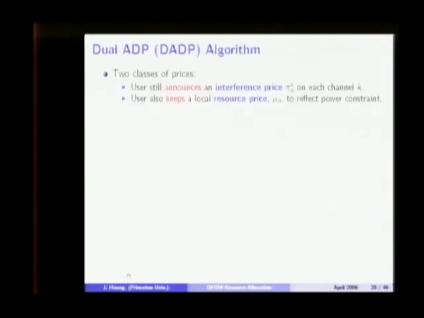So we can modify the ADP algorithm for this multi-channel case. In this case, we have two classes of prices. The first class: user n still announces an interference price pi n k on each channel k, where you have a total of K channels, so a total of K interference prices. Same as before, it represents the Pigouvian tax on this channel. And second, user n also keeps a local resource price, not announced to the network, just kept local to himself, a scalar mu n, which reflects the power constraint. So this is essentially a dual decomposition, trying to enforce the power constraint. This is the dual variable, mu n. But pi is not a dual variable.